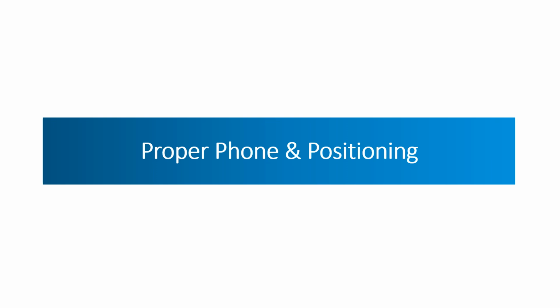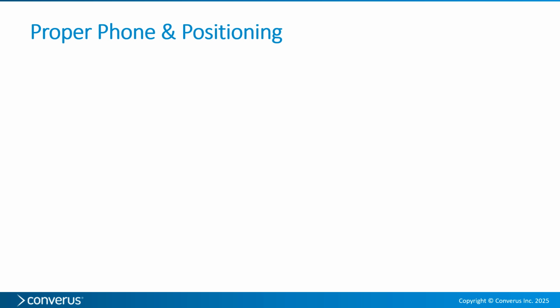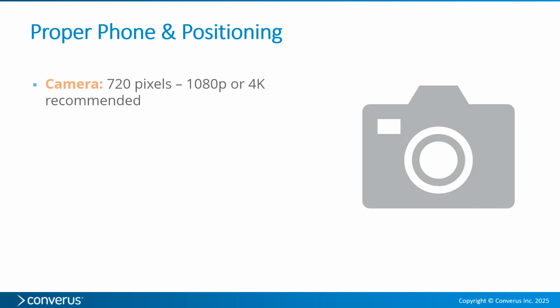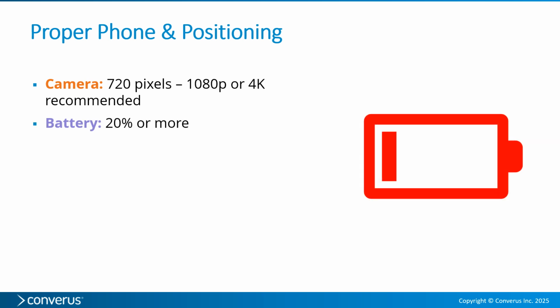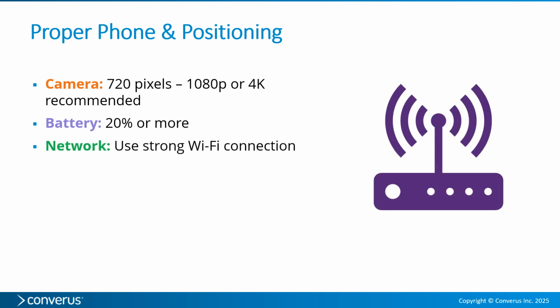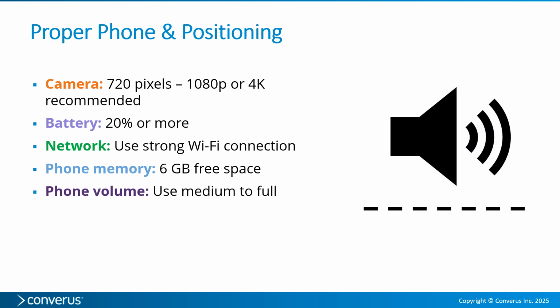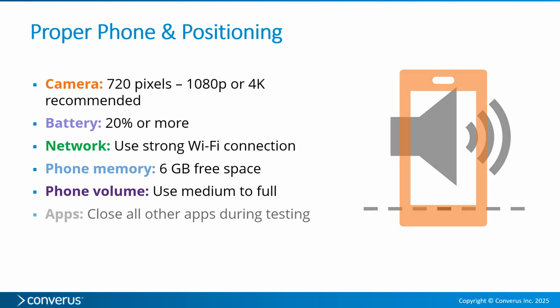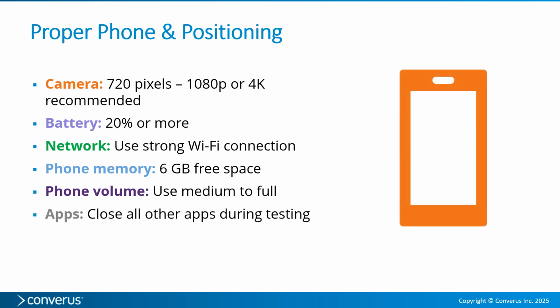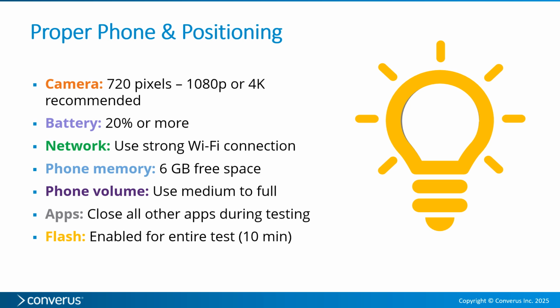Now let's talk about phone requirements and positioning for testing. First, the phone should be a reasonable quality. The camera resolution should be between 720 and 1080 pixels, but 4K is recommended. The battery cannot be charged below 20% for a test. A strong Wi-Fi signal is needed. The phone's available memory or storage should not be less than 6 gigabytes. The volume of the phone speakers needs to be higher than medium, and all other apps should be closed before the test. The flash will be enabled for the entire test, which takes about 10 minutes.